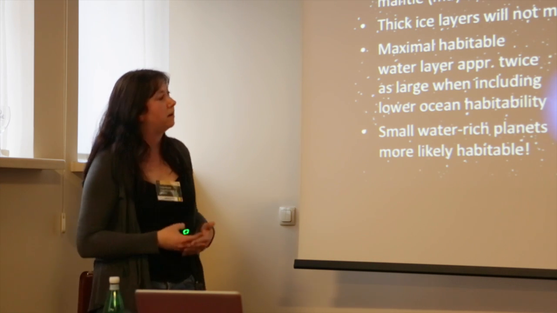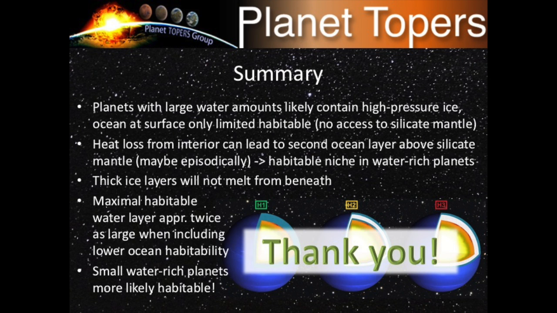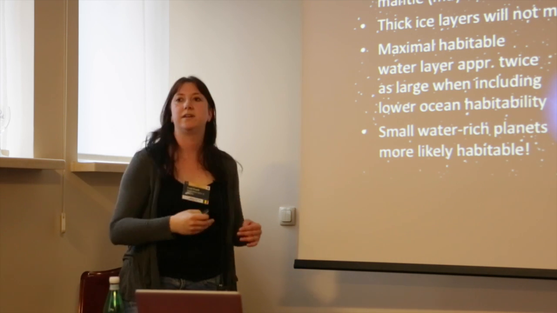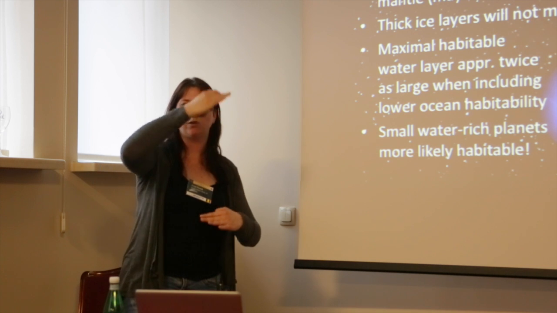So in summary, planets with large water amounts likely form high-pressure ice at specific depths, but this doesn't necessarily rule out the habitability of these planets, because depending on the interior, this high-pressure ice layer may melt from underneath and actually lead to a quite nice habitable niche at the bottom of the high-pressure ice layer. And very thick ice layers will not be able to melt again from underneath. And the maximal depth where water layers can still be habitable is approximately twice as deep as if you just look at the maximum depth of an upper ocean layer.